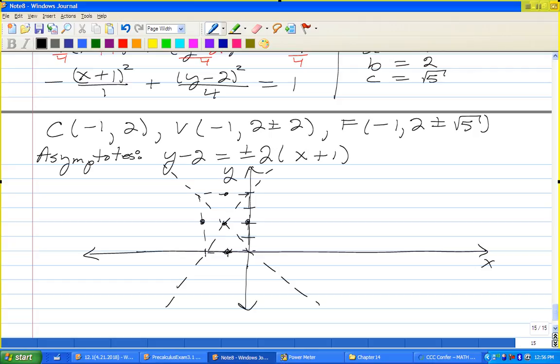And the y is positive. And so the square root of 5 about here. And this is my hyperbola. Here are your asymptotes, foci, vertices, and center.